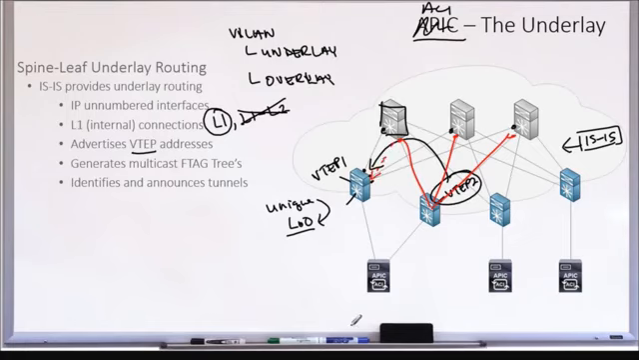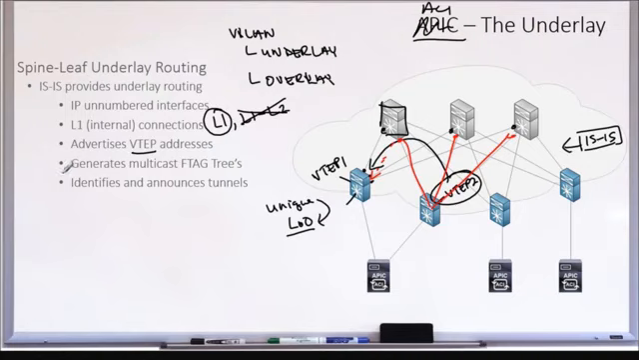So again, that is what the underlay is there for. It's there to advertise those VXLAN tunnel endpoint addresses between all of the different nodes within the fabric. And this is how we're going to form our VXLAN tunnels on the overlay side.